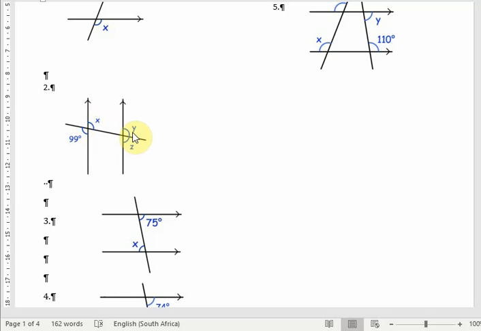Then here, Y and Z are on a straight line. They're on a straight line, two angles next to each other on a straight line. That means Y and Z together, when we add the two, will add up to 180 degrees. So X and Y, if we look at those two angles, they are corresponding angles.